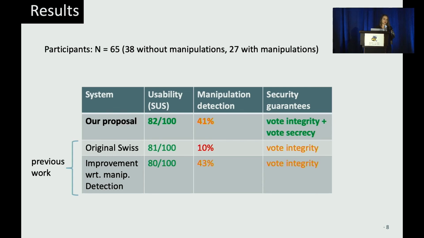Under the assumption that voting devices can be compromised, vote integrity and vote secrecy are still protected, while with the two other evaluated systems, only vote integrity will be protected, but if the voting device is compromised, then vote secrecy can also be compromised.